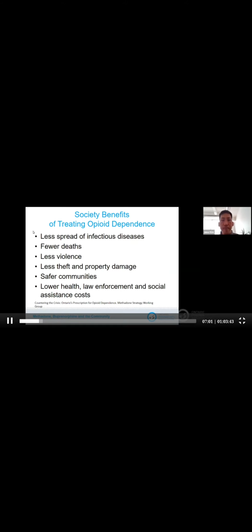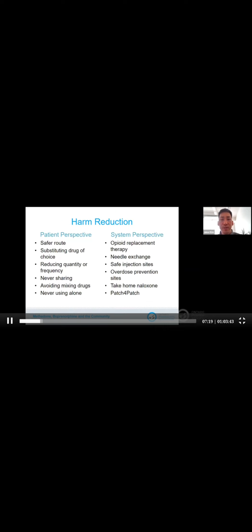Also, there is less spread of infectious diseases, fewer deaths, less violence, less theft and property damage, safer communities, and lower health, law enforcement, and social assistance costs. So when we're looking at harm reduction, there are two ways we can look at it. We can look at harm reduction through the patient's perspective, and we can also look at it through the system perspective.